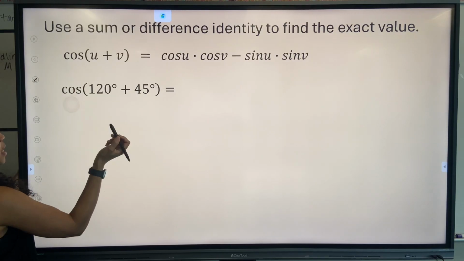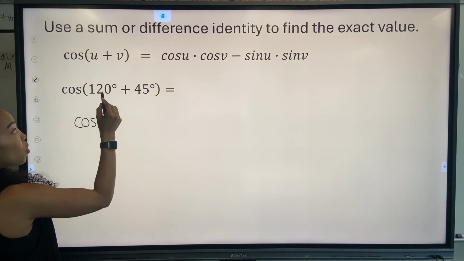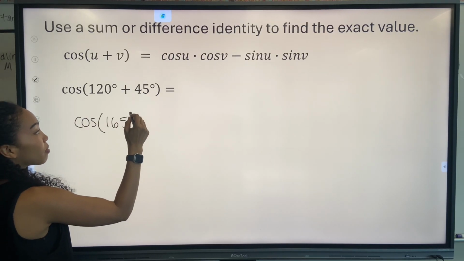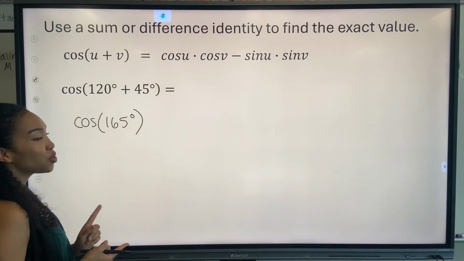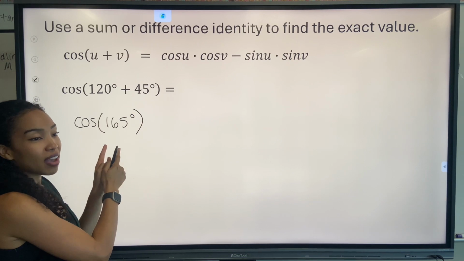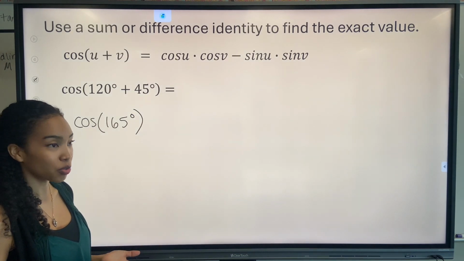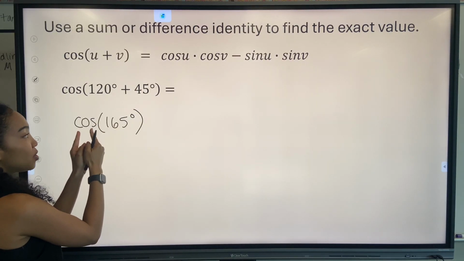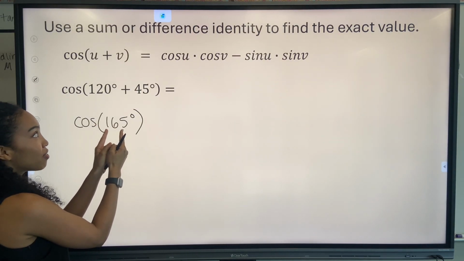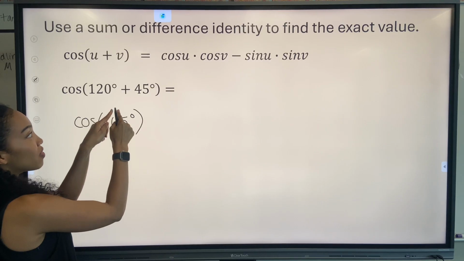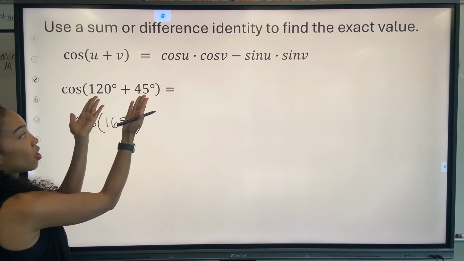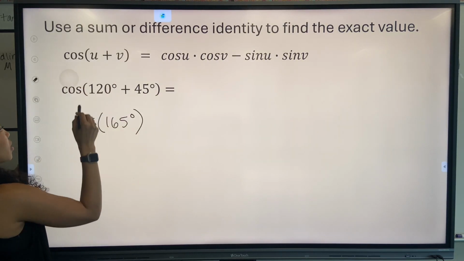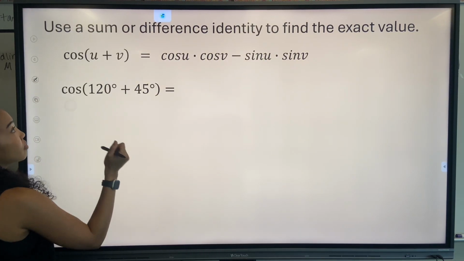So our first example, you have cosine of 120 plus 45. 120 plus 45 is 165. And if you look at the unit circle, this is not one of the common values that you memorize on the unit circle. So whenever you run into that and you want to know what cosine is equal to at the angle 165, you can split 165 into 2 angles that are known values on the unit circle, okay? So let's go ahead and apply the formula.